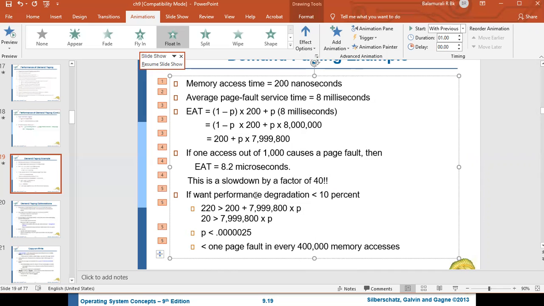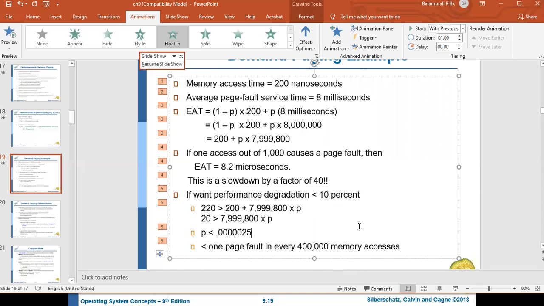If you want the degradation to be less than 10 percentage, then 220 should be greater than this entire thing. Okay, let us equate that way. Then if you move this 200 here, then 20 should be greater than this point. Okay, then what should be P? Then P will be 20 by this value.